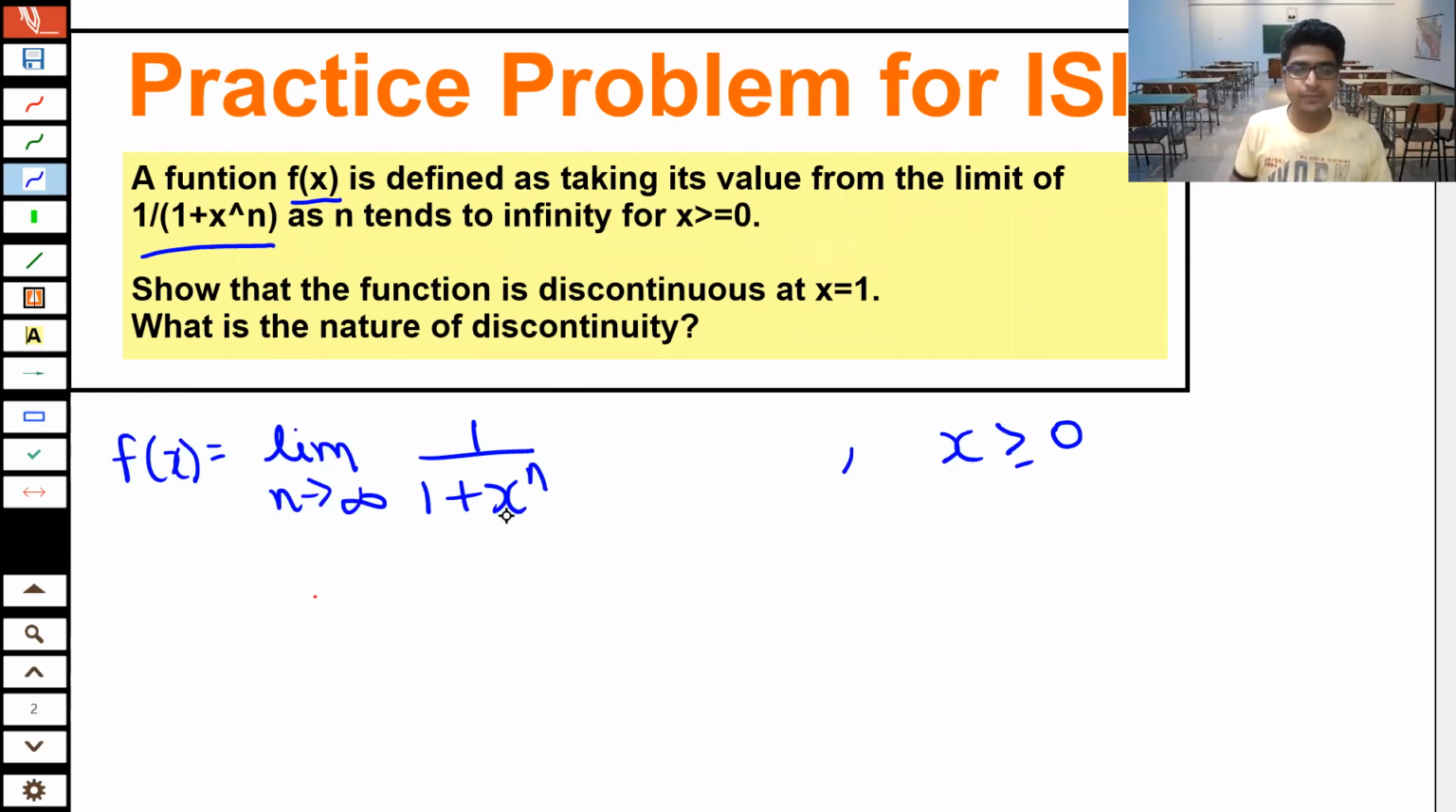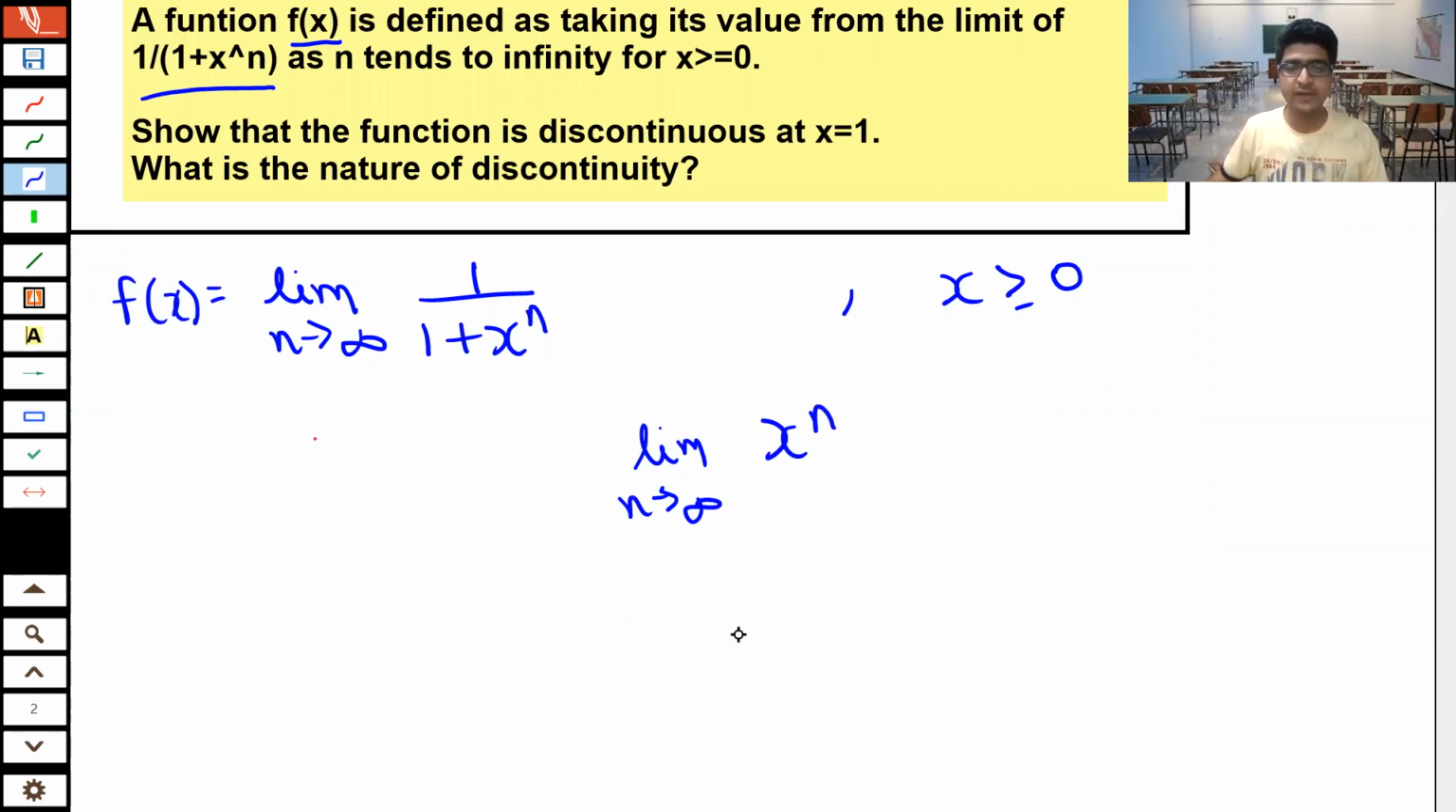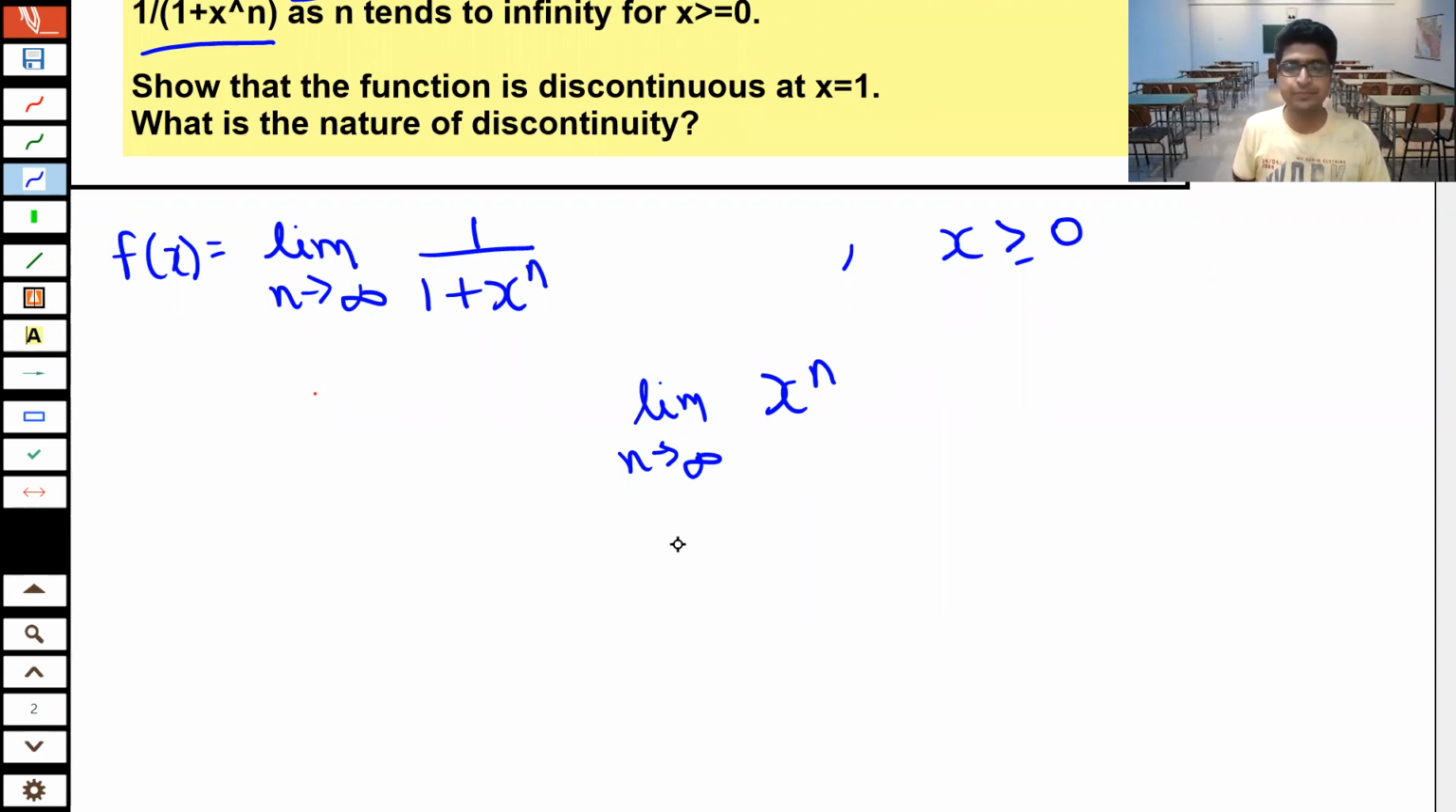So we know that the value of x to the power n as n tends to infinity depends on whether x is a fraction between 0 and 1, or is exactly equal to 1, or is more than 1. Depending upon these three cases, you will get different values of x to the power n. So let's first understand that. Suppose I take a case where x is a fraction between 0 and 1, including 0.